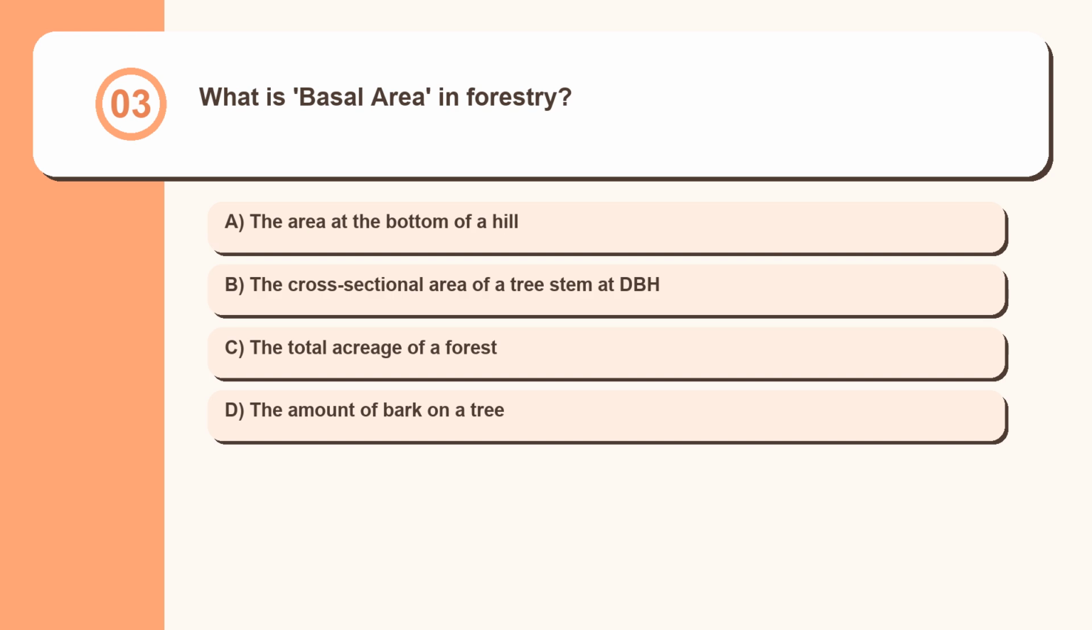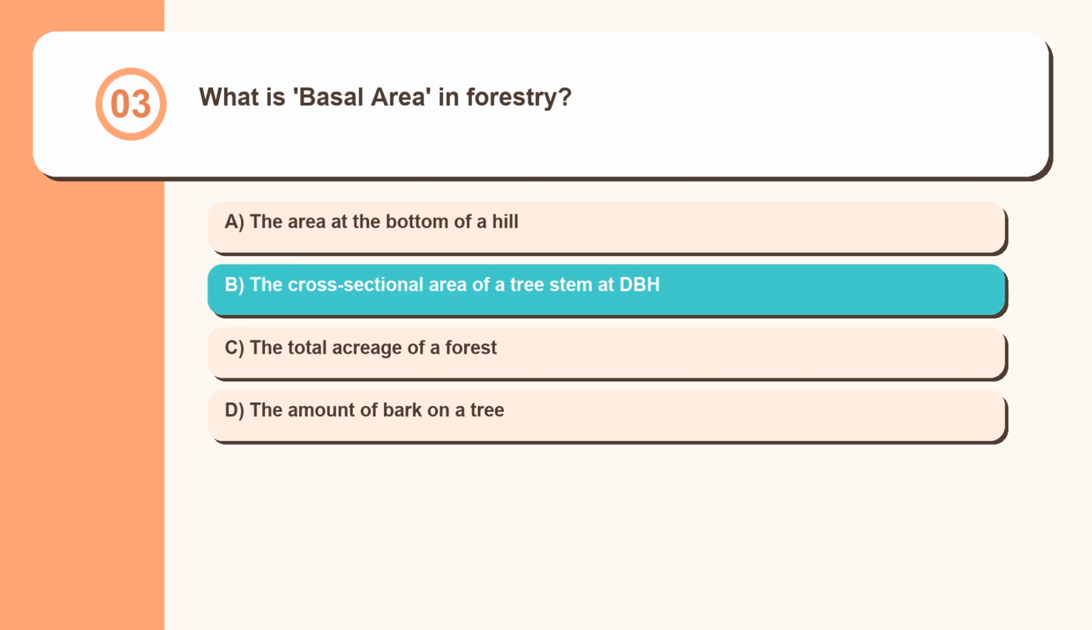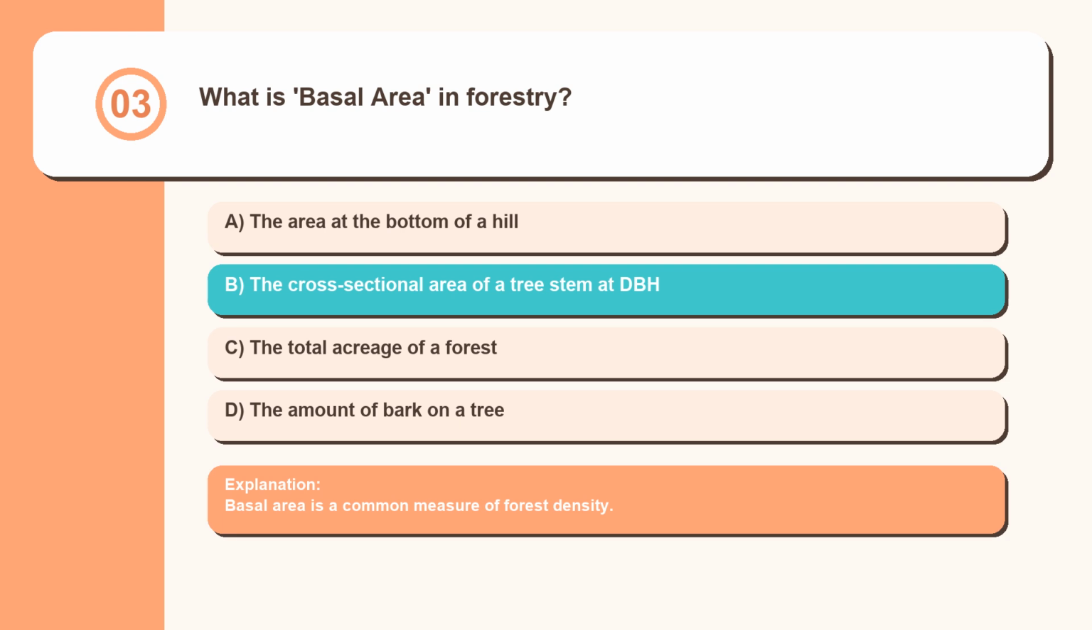Question 3. What is basal area in forestry? The area at the bottom of a hill. The cross-sectional area of a tree stem at DBH. The total acreage of a forest. The amount of bark on a tree. Basal area is a common measure of forest density.